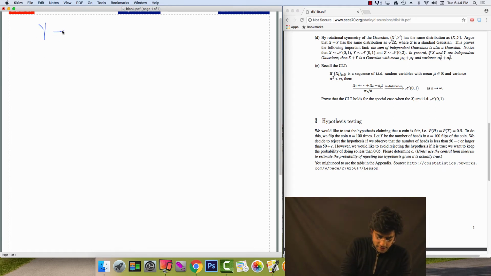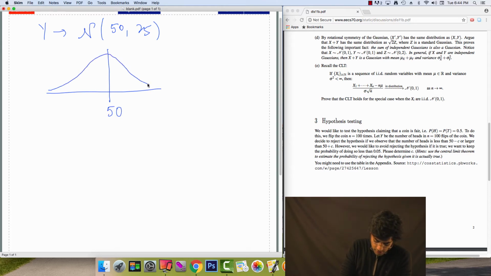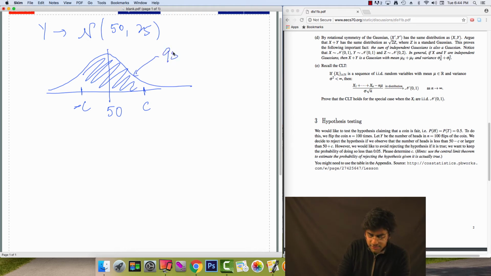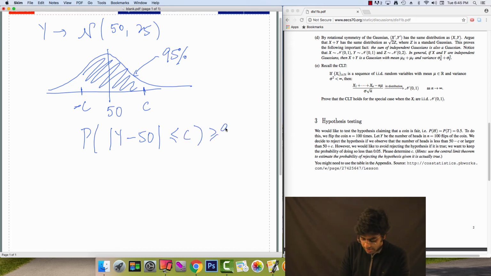So we now have that y is approximately this. And further, by the fact that it is normal around 50, it has a distribution something like this. And we want to compute a c such that in this region, I have 95% probability. Well, okay, if that's the quantity I'm interested in, this should be greater than or equal to 95%.